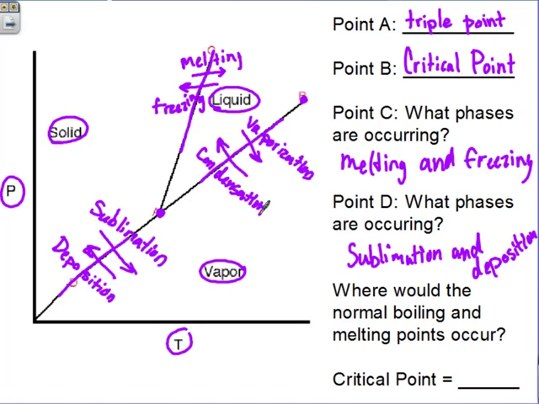Next part. Where would the normal boiling point and normal melting point occur? Okay. So there's that word normal again. I don't know if you remember, but when we were talking about normal, there was a dotted line that had to be on the graph. That dotted line has to be at 1 atm. And I'm going to put a dotted line all the way down. This right here is called my normal line.